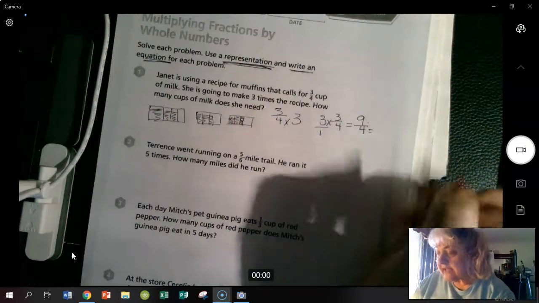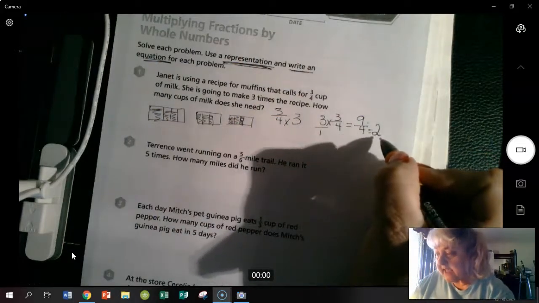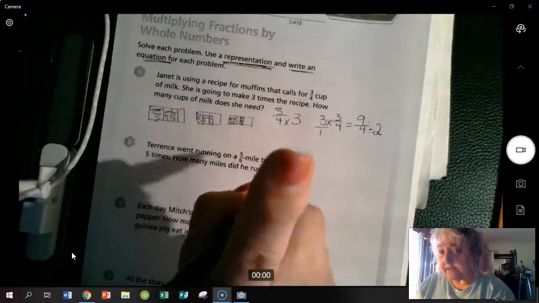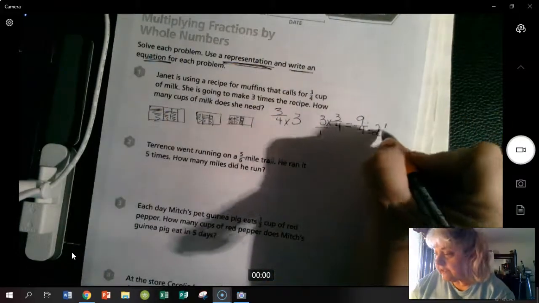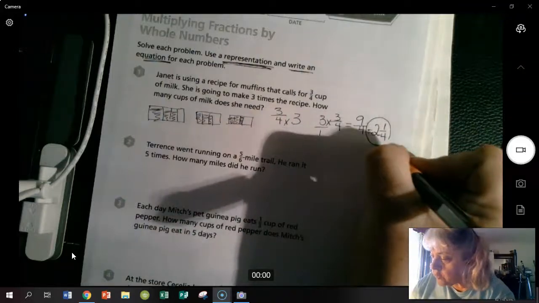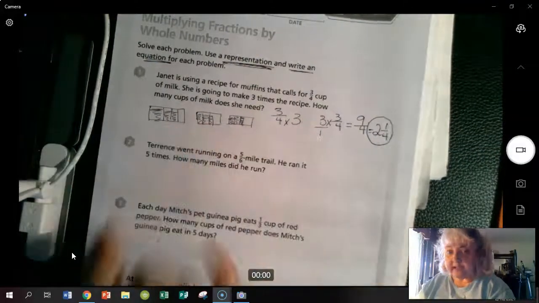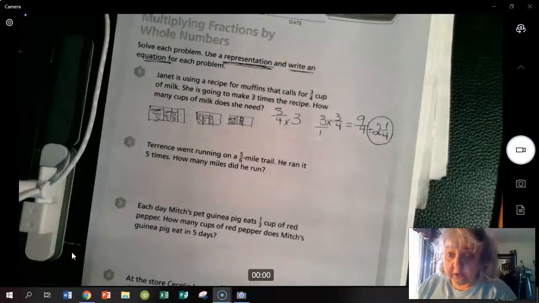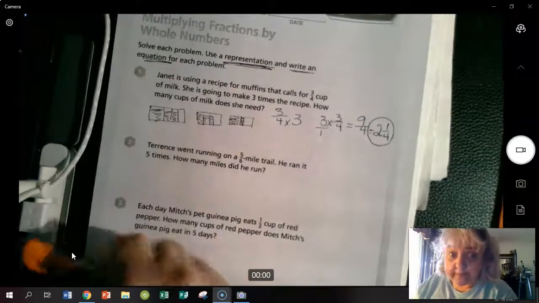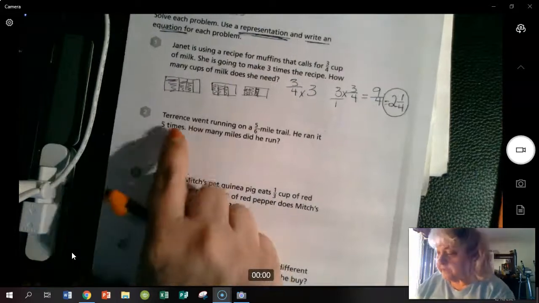That's not my final answer because that's an improper fraction, so I need to think. 4 will go into 9 how many times? 2. 4 times 2 is 8. How many are left over? 1, because 8 plus 1 is 9. So my final answer is 2 1/4, and I want you to circle it. Your paper should look exactly like mine, only hopefully you're a little bit better artist and your rectangles look better than what I drew. So let's go on to number 2.